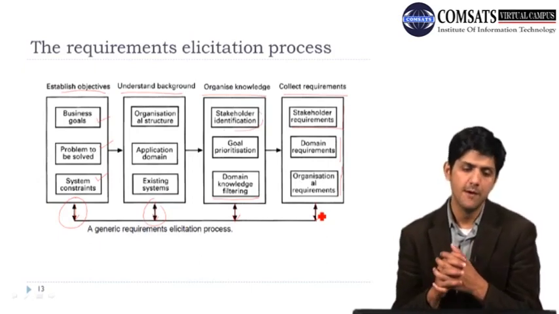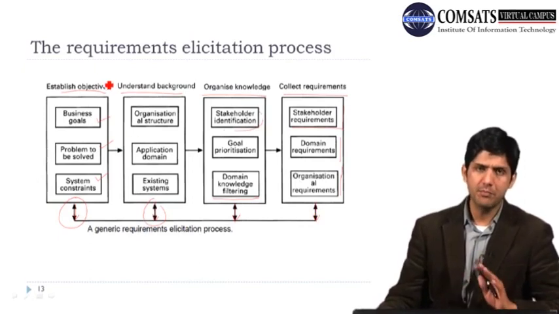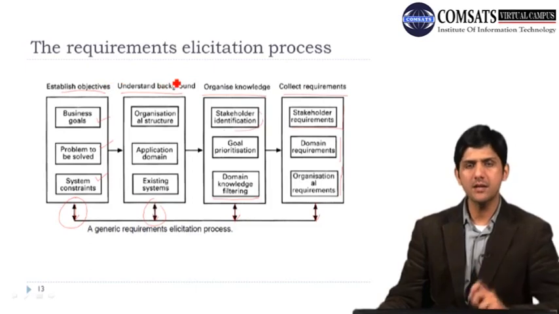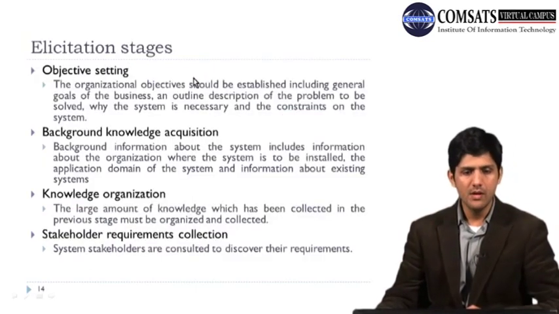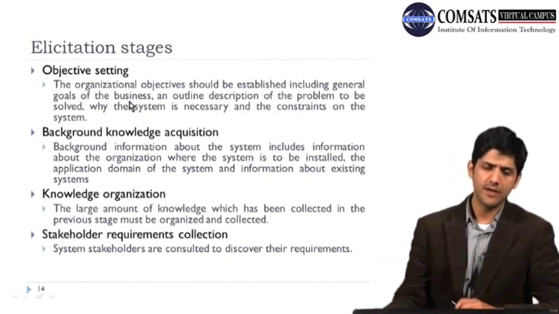And we want to actually achieve that by gathering those domain requirements. So this is the general elicitation process, which is broadly divided into four different things. We are establishing the objectives, we are understanding the background, we are organizing knowledge, and finally we are collecting the requirements. Now, similarly, there are also some elicitation stages.